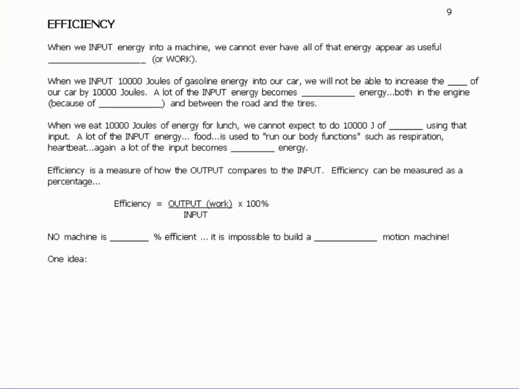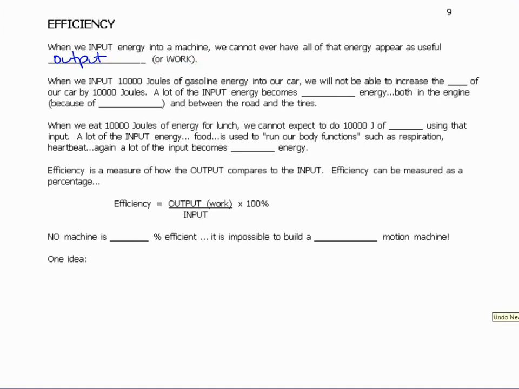This is Unit 7. We're on page 9. This next idea is efficiency. So when we input energy into a machine, we cannot ever have all of that energy appear as useful output. It's not all going to be useful output, or in other words, work.